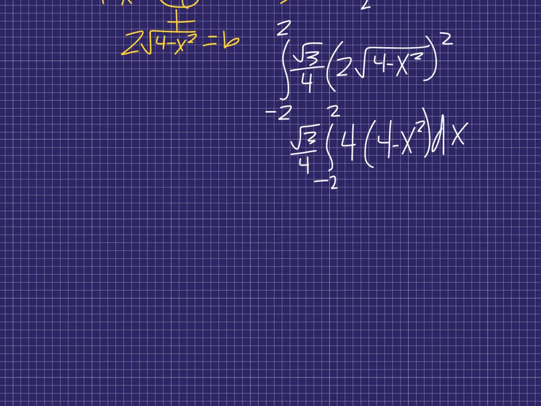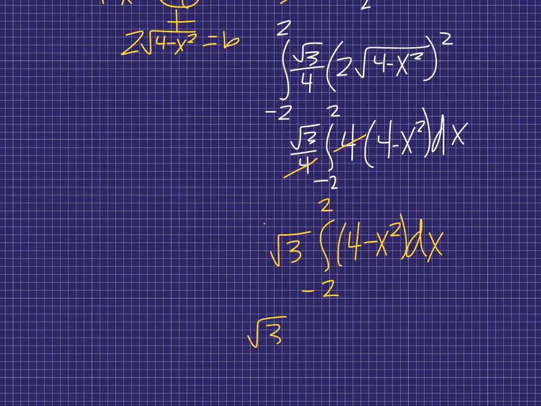which of course is going to simplify. And you know what, I might even go ahead and divide this 4 and that 4 and leave the square root on the outside. So here I am: square root of 3 times 4x minus x cubed over 3 from negative 2 to 2. And then I would plug that in and evaluate.